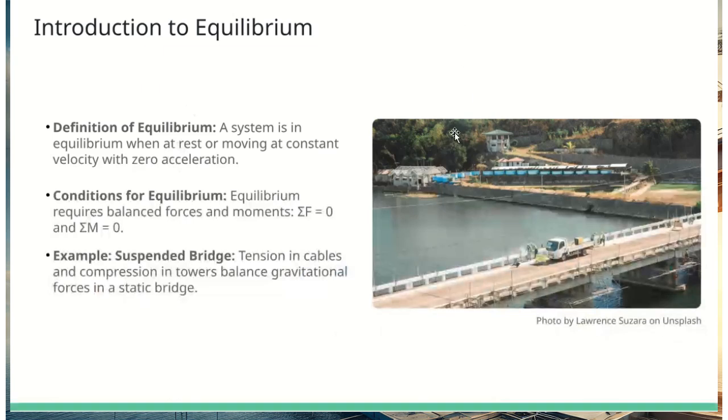Okay. Introduction to equilibrium. Equilibrium: the system is in equilibrium at rest or moving at constant velocity, at zero acceleration. Okay, meaning that the things are static. Whatever you see throughout in front of you that is static, that is not moving, it is in equilibrium. Whether it is your smartphone on your desk, the cup on your desk, or the extension cables that you see on the road, when it is not moving, it is in equilibrium.